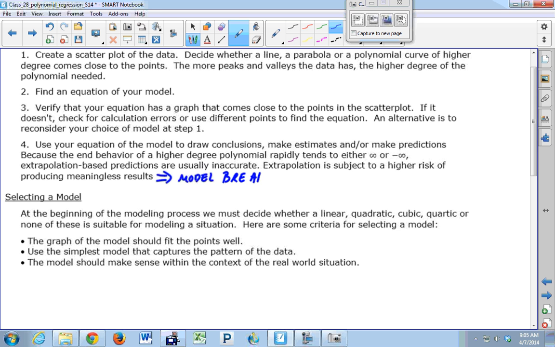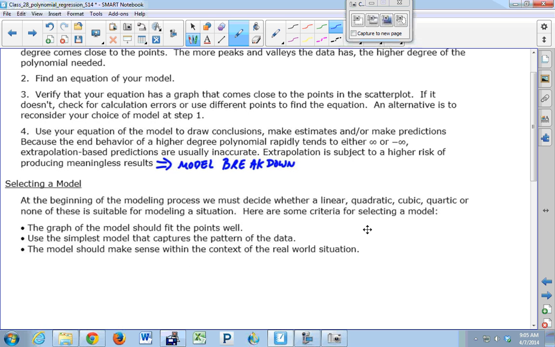Okay, if you go too far outside of your data set, that's what extrapolation means. You're going outside of the data that you're actually graphing. So at the beginning of the modeling process, we have to decide whether a linear, quadratic, cubic, quartic, or whatever is the best situation. So here's some criteria, because as I said, this is a fairly open-ended kind of situation.